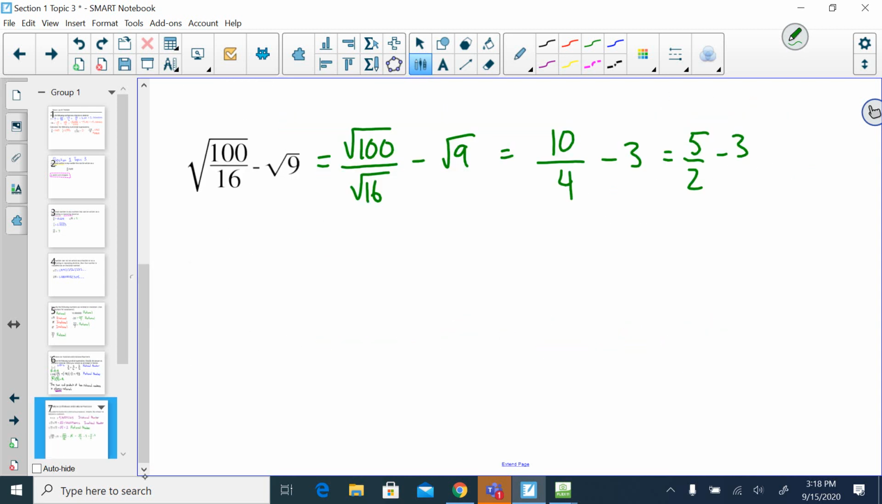If we keep going with this one, this is now going to be 5 over 2 minus 6 over 2. Just changing 3 to 6 over 2. And remember, you can do that given what we did in the warm-up. Remember, there's many ways you can represent 3. So 5 over 2 minus 6 over 2 is going to be a negative 1 over 2. This is in the simplest form. Both the numerator and the denominator are integers. Hence, this is a rational number.